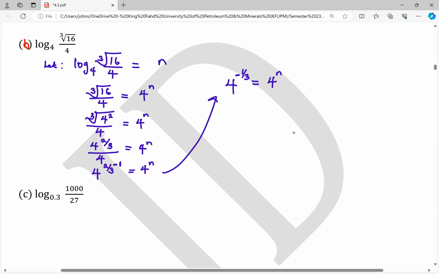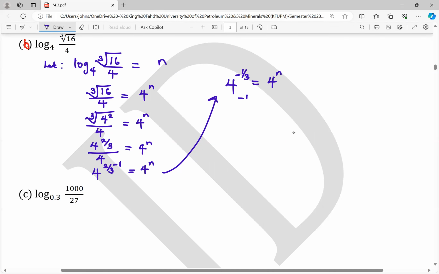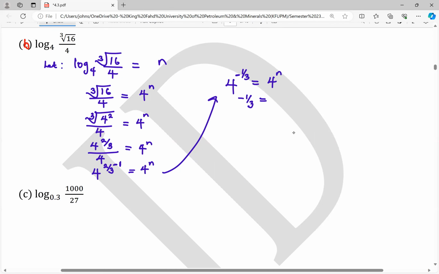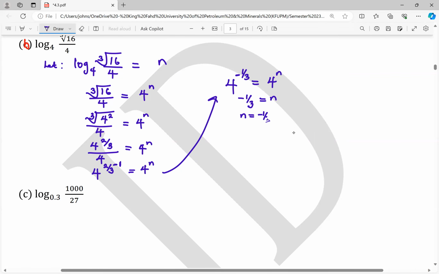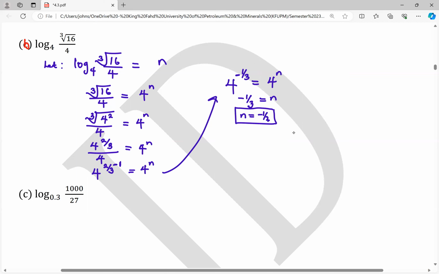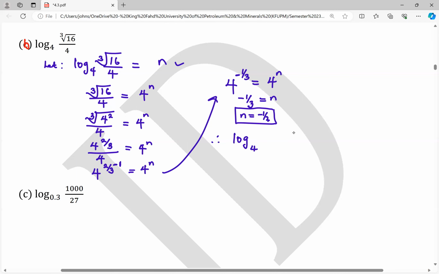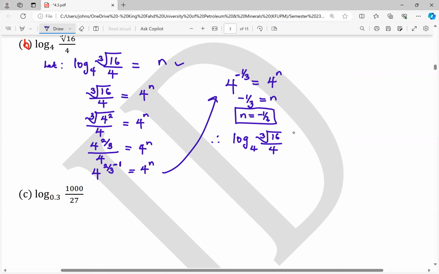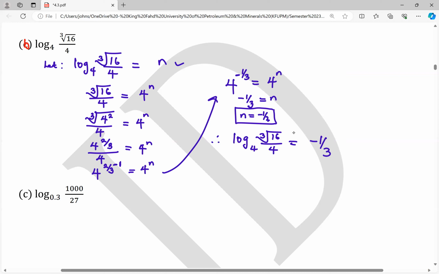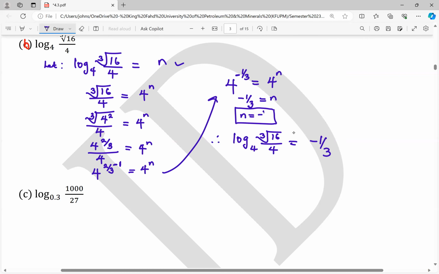Then the bases are the same. We can drop the bases and we go with the powers, the exponent. And this will be this. So it means the n is minus 1 over 3, right? But what is n? We can conclude, because here we just let this to be n, so we can conclude that log to base 4 of the cube root of 16 over 4 is equals to minus 1 over 3. So here it's 1 over 3.